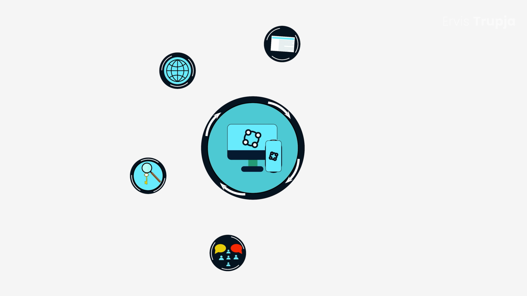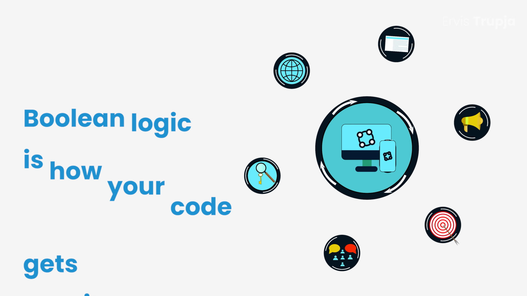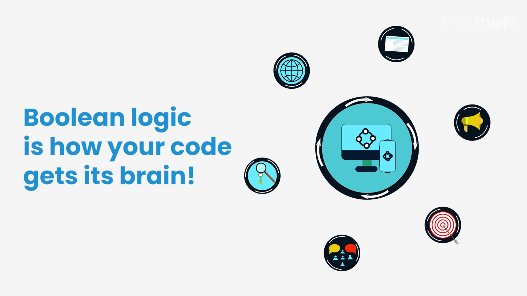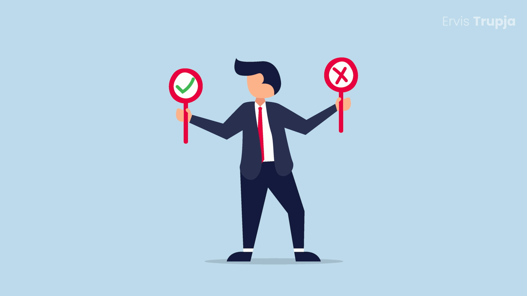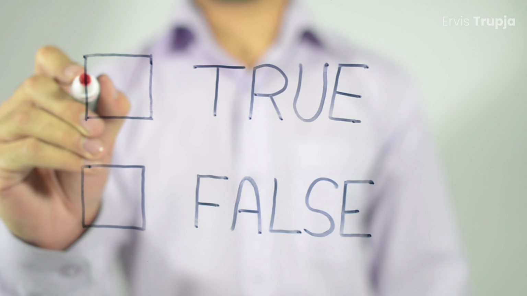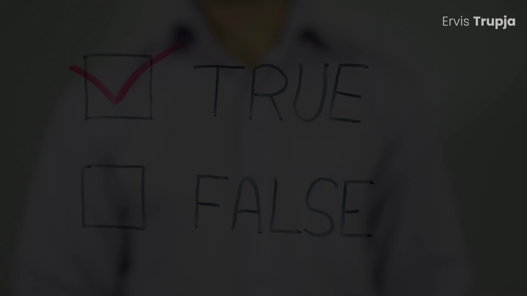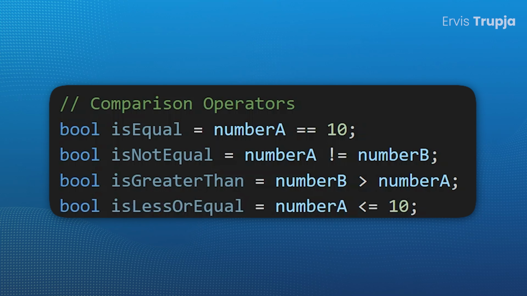Every smart program needs to make decisions, and Boolean logic is how your code gets its brain. It's all about asking yes or no questions and getting true or false answers. Comparison operators are your questioning tools.